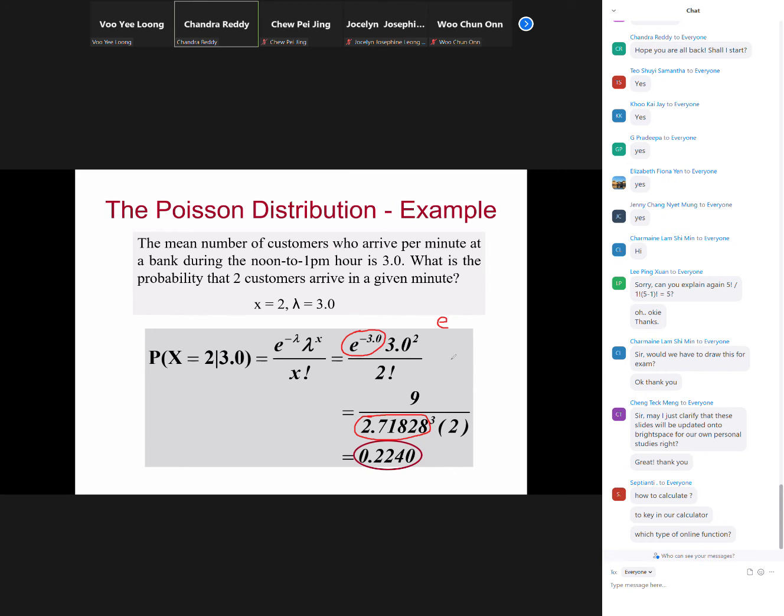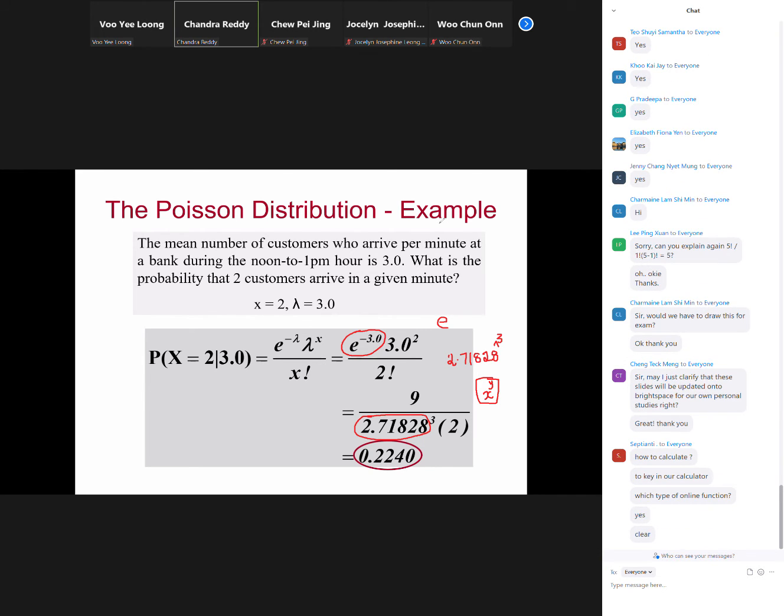So just type in your calculator 2.71828. Then you raise to the power, then use 3. So you know how to raise any number to the power, right, using your calculator. I think in your calculator, the symbol probably looks like x to the power y. So I think the button will have the symbol x to the power y. Is that clear, Septianti? All right. So I think if you try a couple of times, then you will feel comfortable.